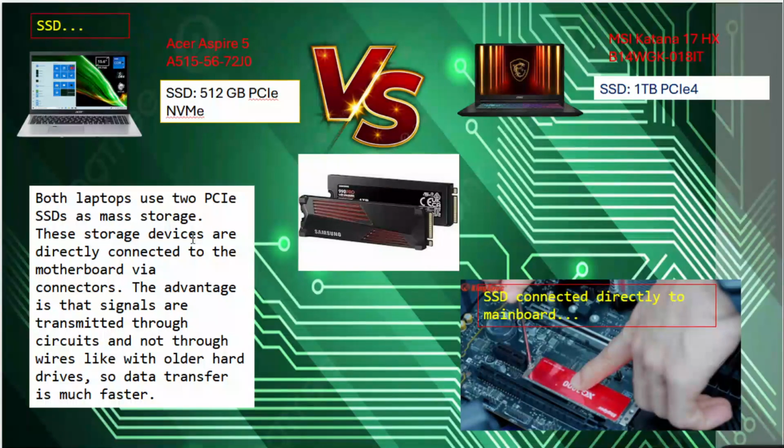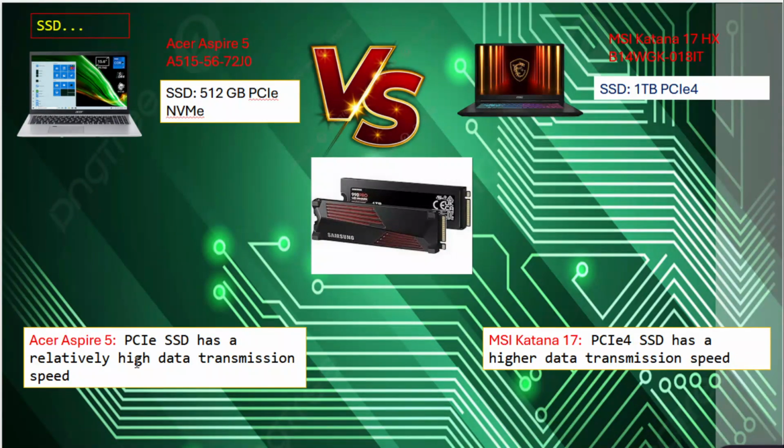Both laptops use a PCI Express SSD as mass storage. These storage devices are directly connected to the motherboard via connectors. The advantage is that signals are transmitted through circuits and not through wires, like with older hard drives, so data transfer is much faster. The Acer PCI Express 3 SSD has a relatively high data transmission speed. The MSI Katana 70 PCI Express 4 SSD has a higher data transmission speed.